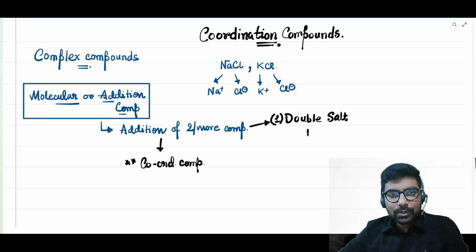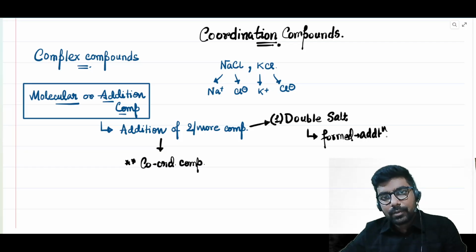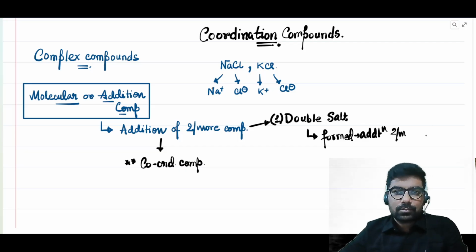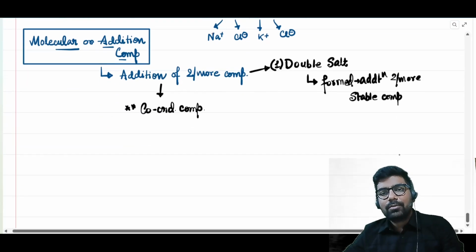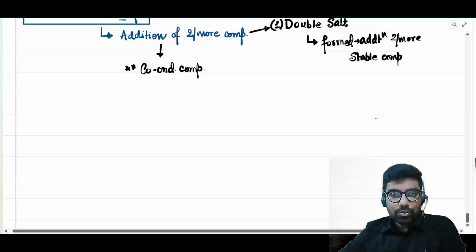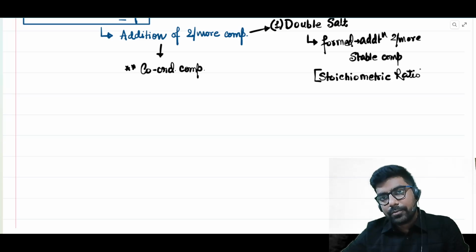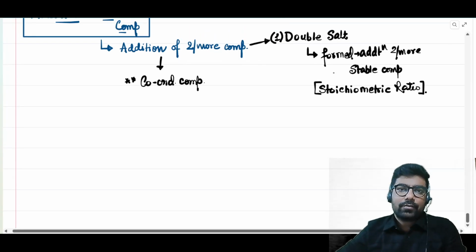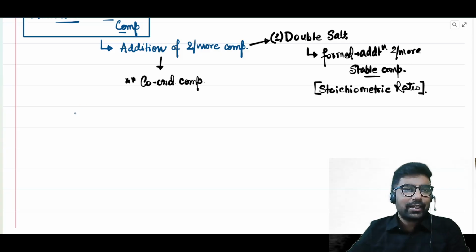Double salts, basically, these are formed by simple addition of two or more stable compounds, and this has to be added in a stoichiometric ratio. So, double salt is formed by addition of two or more stable compounds, and they are added based on a stoichiometric ratio. So, let's take an example of a double salt, right?